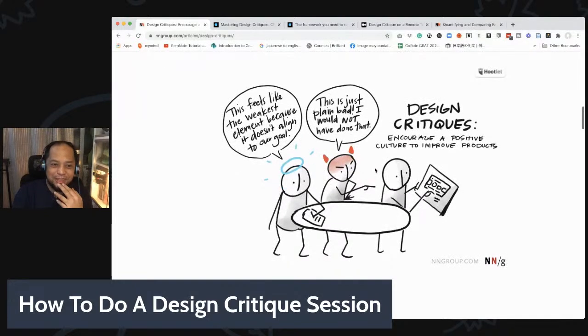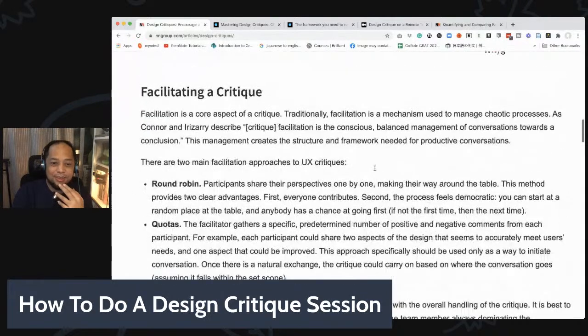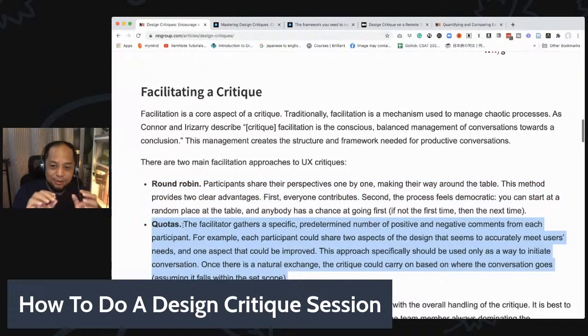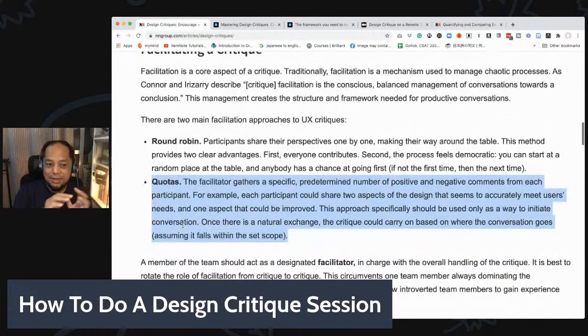Nice picture, Norman Nielsen. So there are two types. You do a round robin. This is particularly useful when you are doing it online, like now, since we are in a pandemic. Doing a round robin forces everyone to participate. What do you think? What do you think? Okay. Another method would be after you see a certain number of positive and negative comments, quotas.